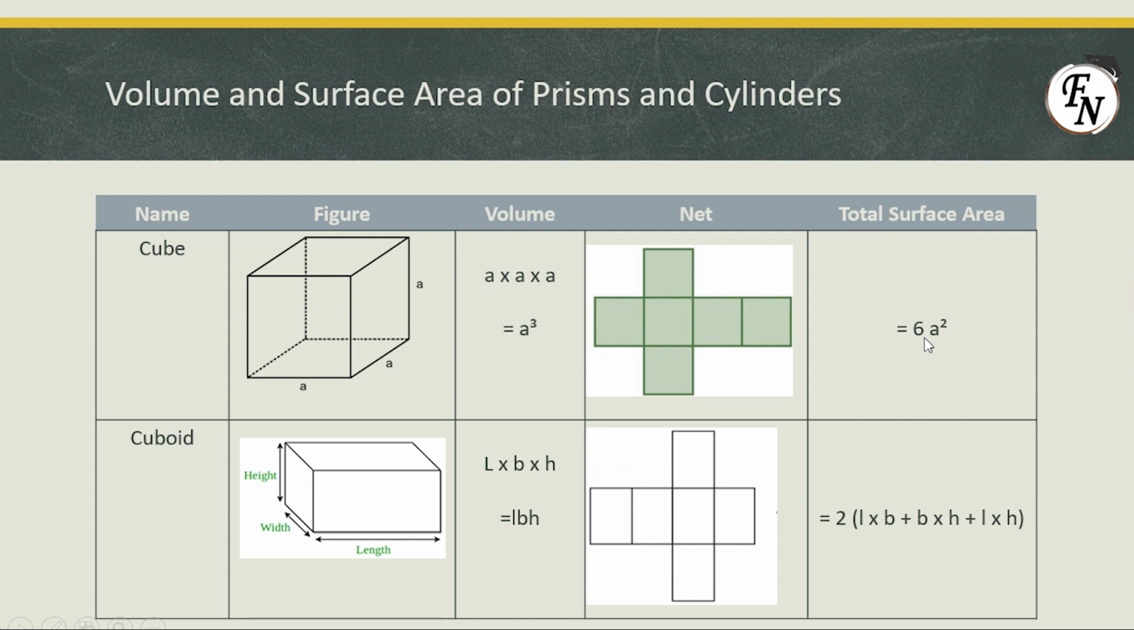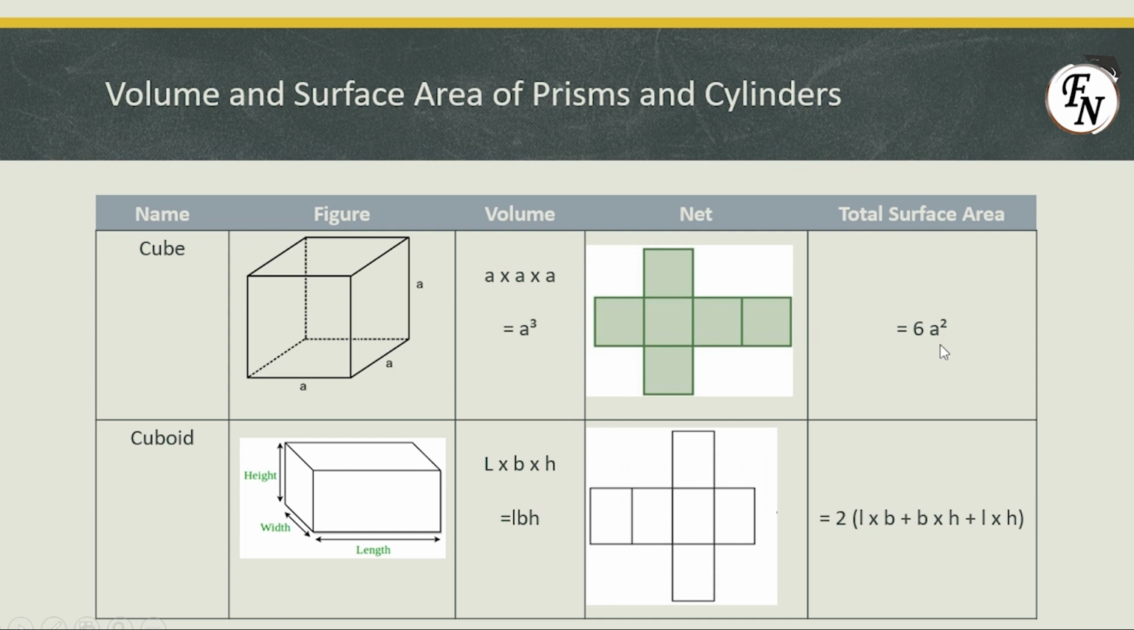Looking at these nets, this is a cube. That means all the dimensions are equal. This length, breadth, and all the boxes have the same dimensions as I stated earlier. So I can calculate the area of this box, that is A multiplied by A, A square. Here also A square, A square, A square, and all 6 boxes are A square. And I add them up to obtain 6A square. This is the total surface area.